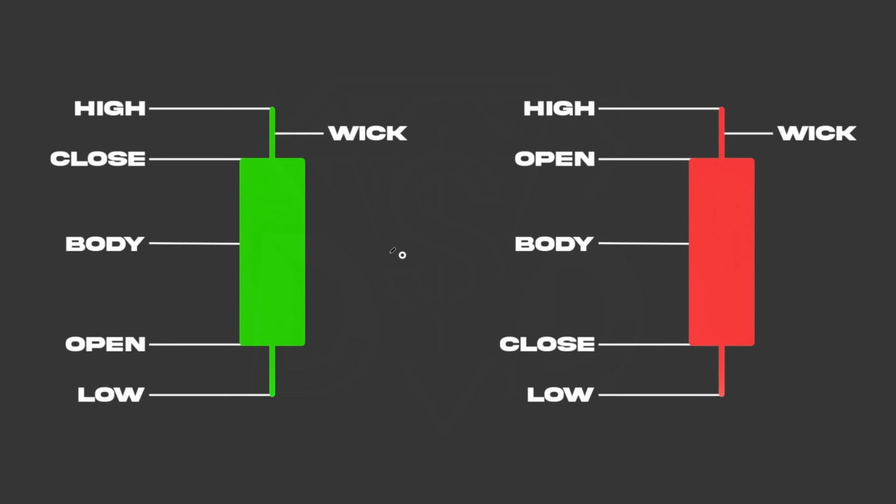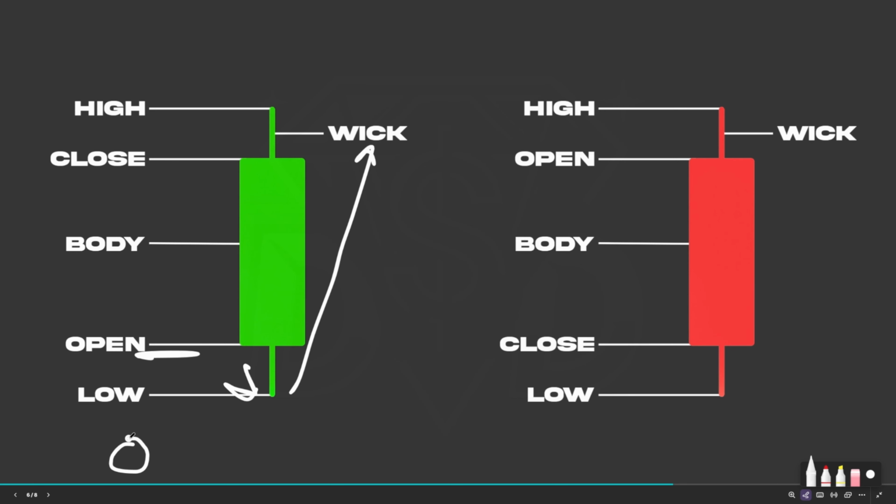So here are two representations of a bullish candle and a bearish candle. Again, you can see the green, you can see that it opened low and then it swept low, then it pushed up for the highs up here, then it closed. So this one would be open, low, high, close.